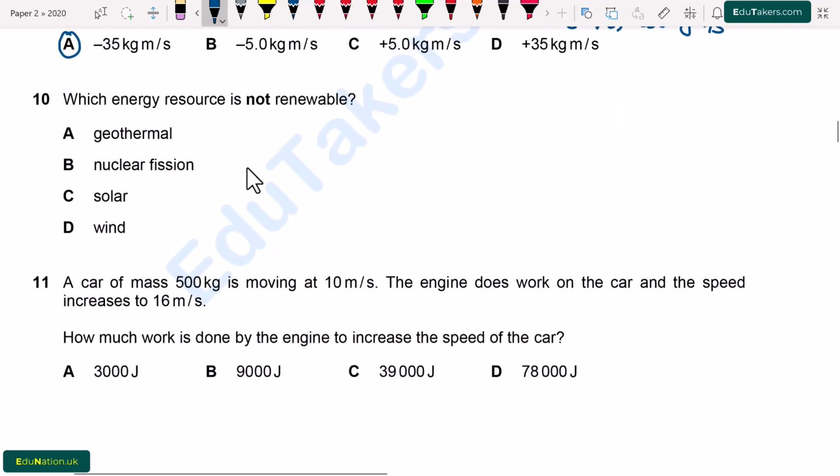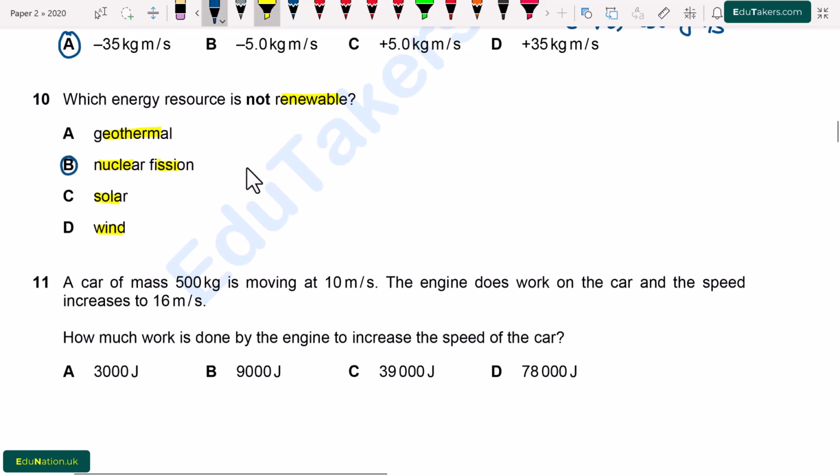Question number 10. Which energy resource is not renewable? Option A, geothermal. B, nuclear fission. C, solar. D, wind. So the renewable sources are those which can be used again and again. But here, the sources that are not renewable are those from which we cannot gain energy again and again. So this is basically the nuclear fission.